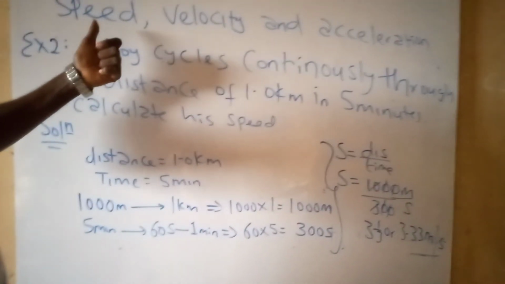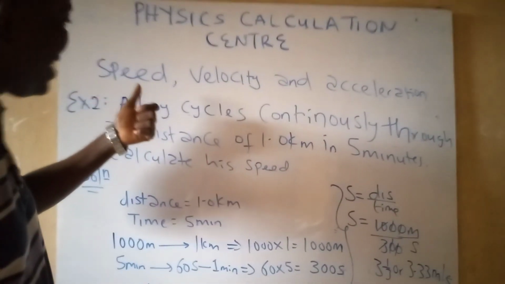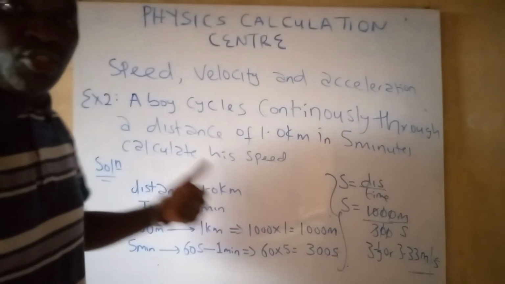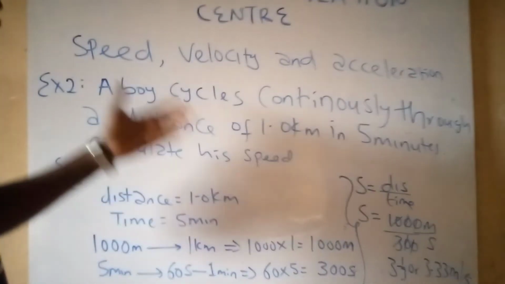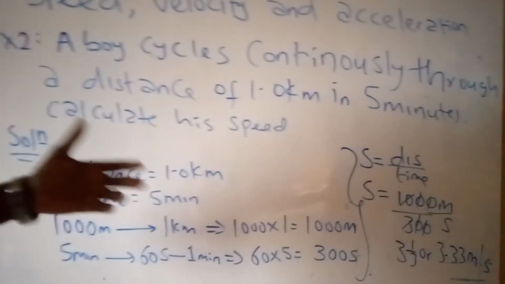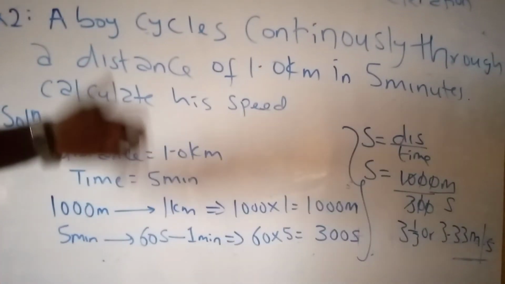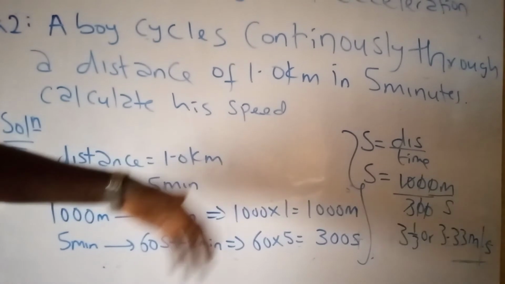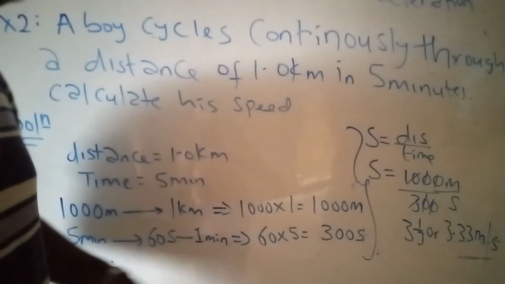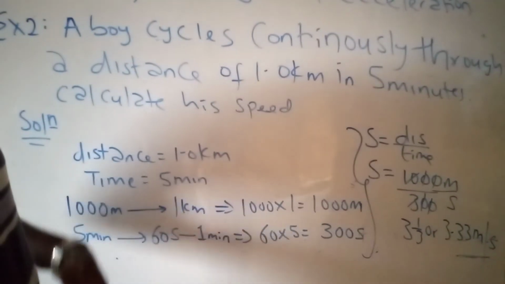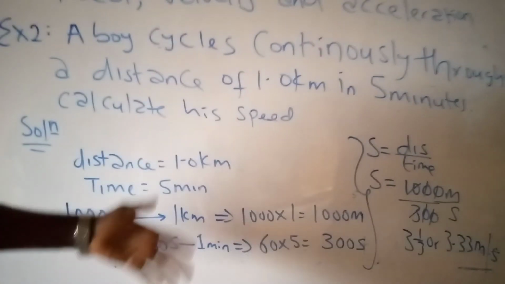Before we go, I quickly do a run over. Speed is distance over time, and the SI unit for speed, the standard international unit, is meters per second. I have given 2 examples today, and by the time we come back in our next video, I will show you more examples. Then we'll go to velocity. As we go, just be attentive and follow us in our videos on the platform, then you understand us better.